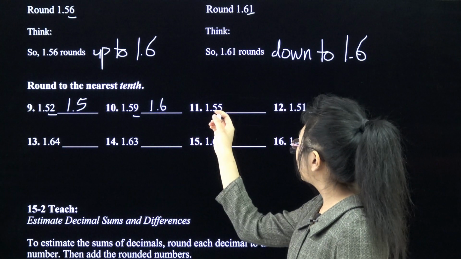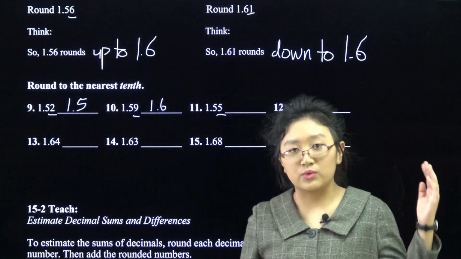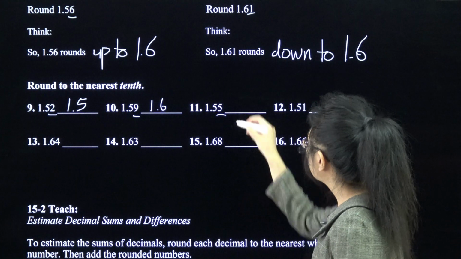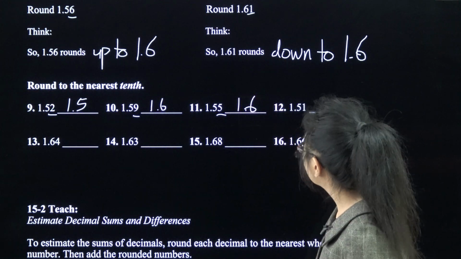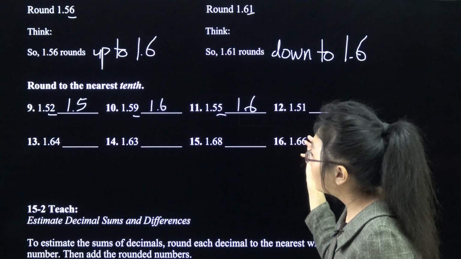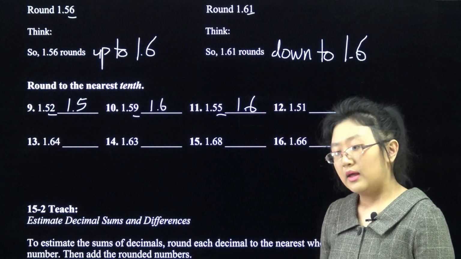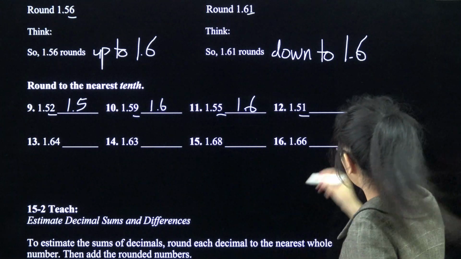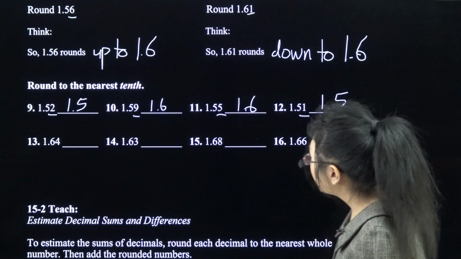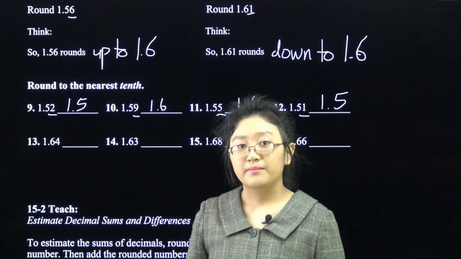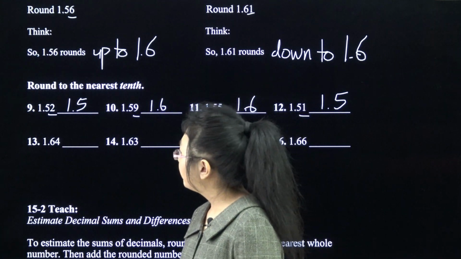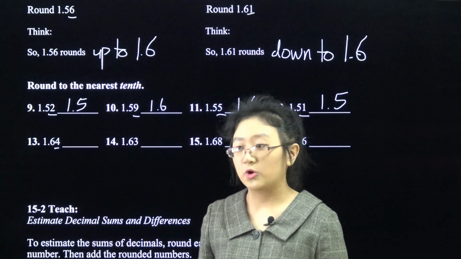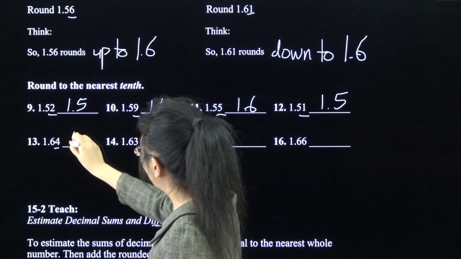1.55. The hundredths place is 5. This is halfway between the 2 points. But remember, for halfway points, we still round up. So this is 1.6. 1.51. The hundredths place is a 1. 1 is smaller than 5. So we round down to 1.5. 1.64. Well, 4 is the hundredths place. 4 is smaller than 5. So we also round down to 1.6.